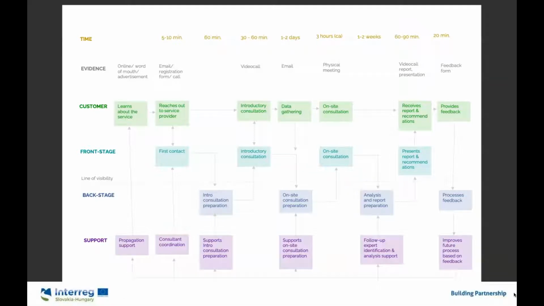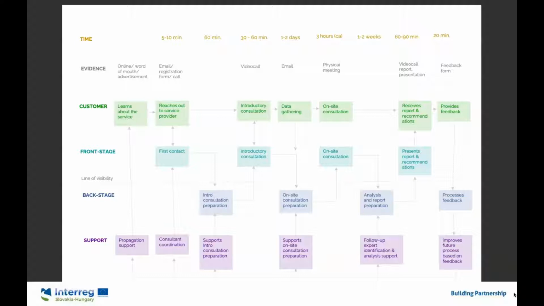On this screen, you can see the service blueprint, which was developed within the frames of the Circular Regions project. This is basically a diagram that gives you a complex picture of all the activities that should take place within the circularity check assessment and advisory process. You can also see the different roles that are represented and that are necessary for the service to be complete and successful. In green, you can see the customer and the activities that he or she will go through.